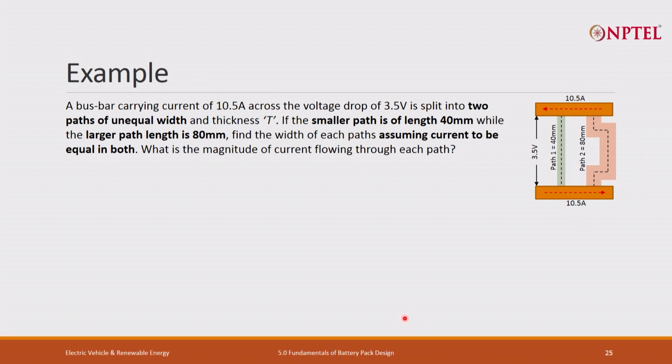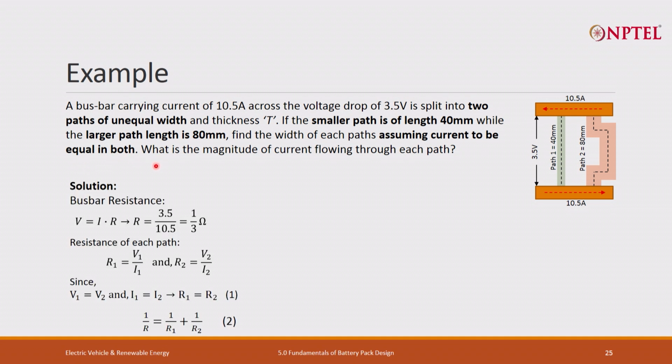So, an example on that: a bus bar carrying current at 10.5 ampere across a voltage drop of 3.5 volt is split into two paths of unequal width and the same thickness T. If the smaller path is of length 40 mm, while the larger path length is 80 mm, find the width of each path assuming current to be equal in both. What is the magnitude of current flowing through each path? That also we need to find.